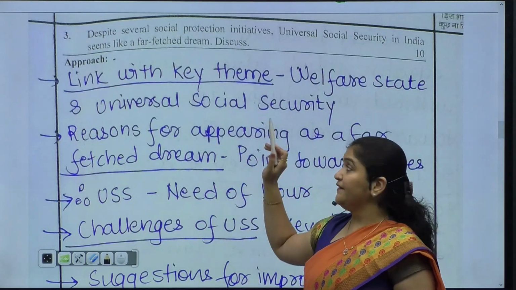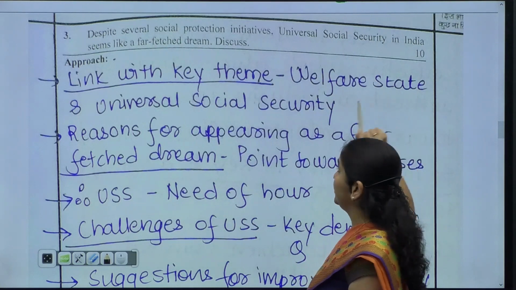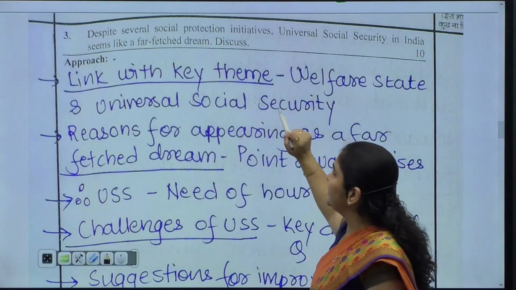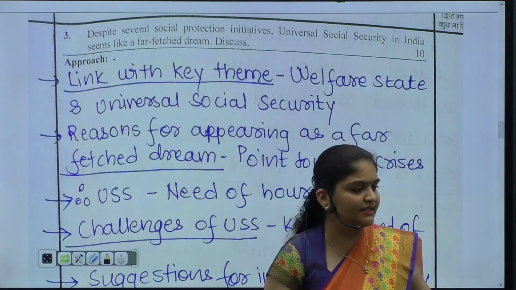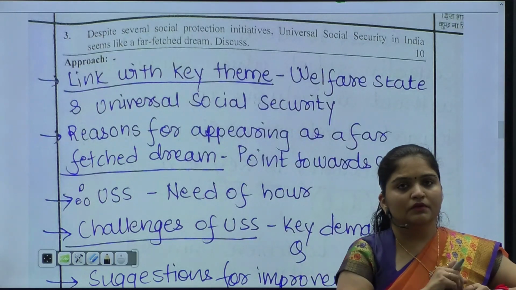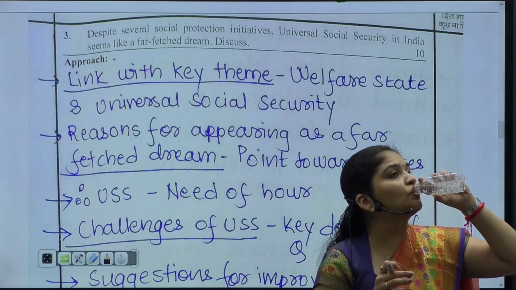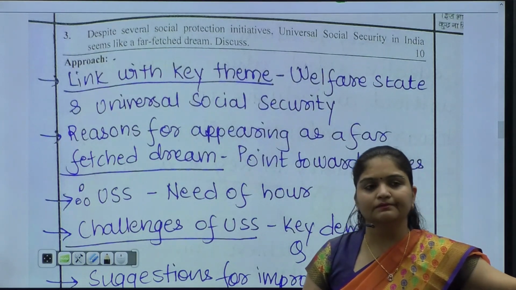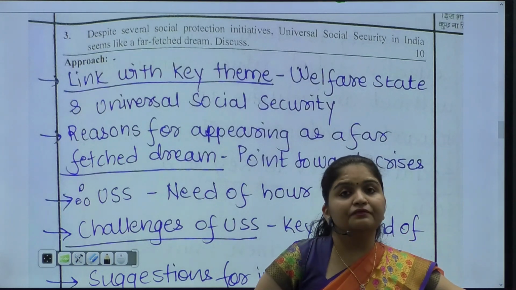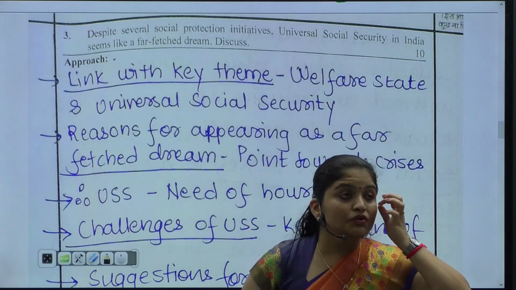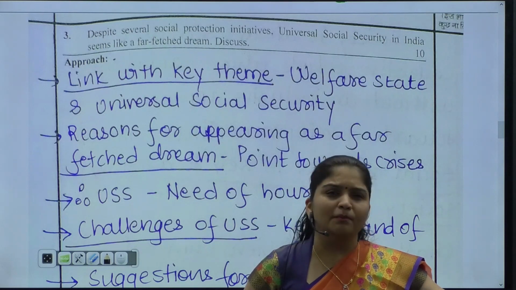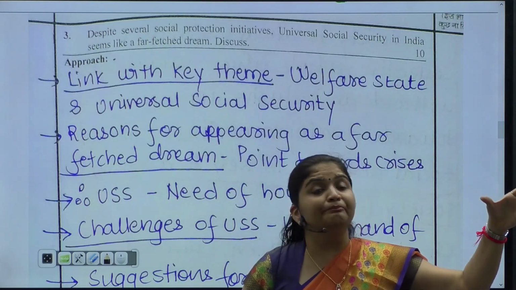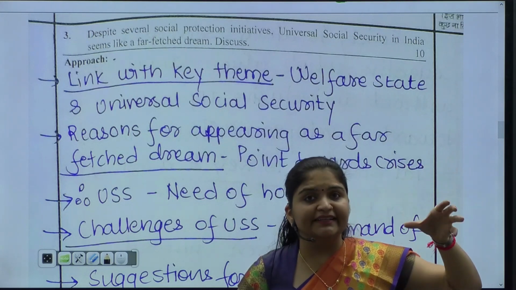Now, despite several social protection initiatives, universal social security in India seems like a far-fetched dream. Discuss. So this question is on universal social security, okay? And how it is a far-fetched dream. So are you going to talk about problems in every scheme or problem in the implementation of this broad idea?